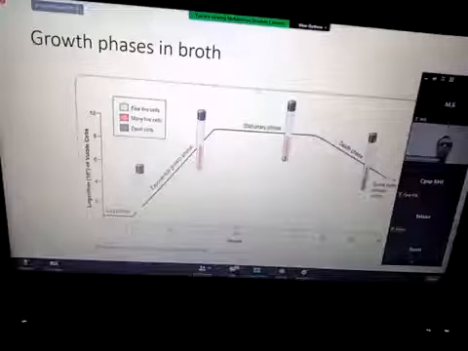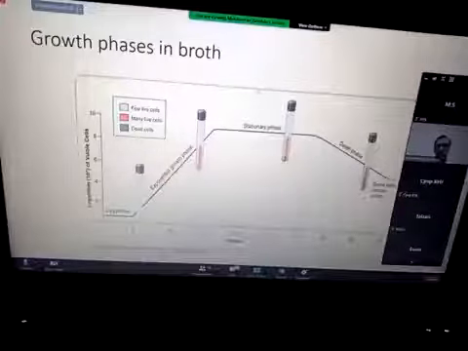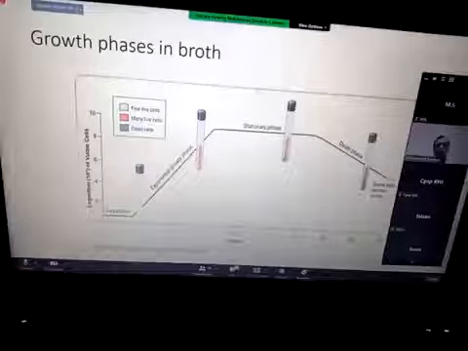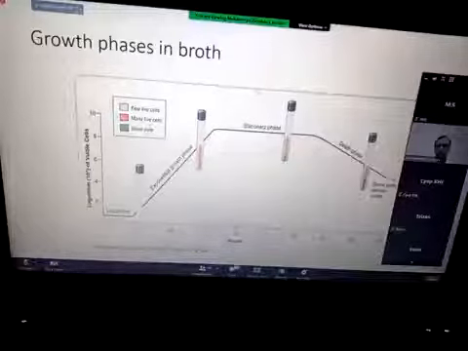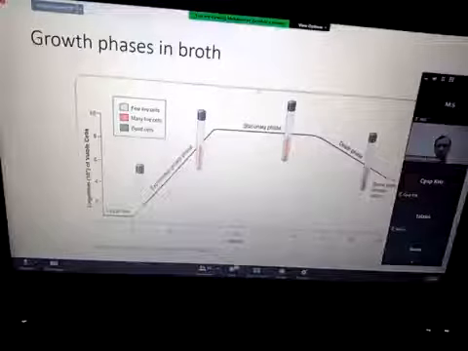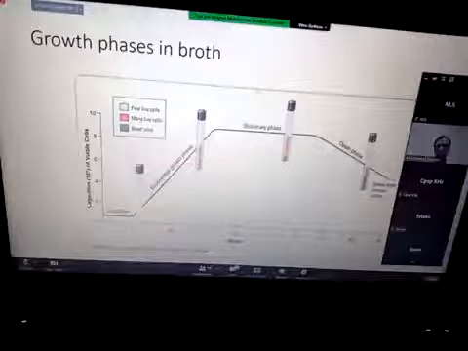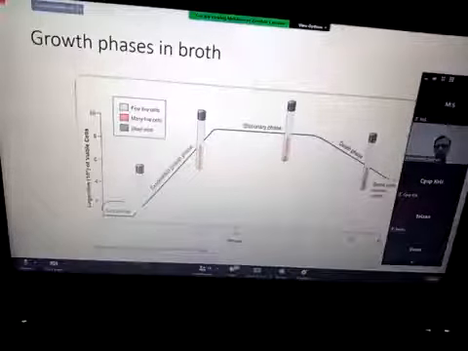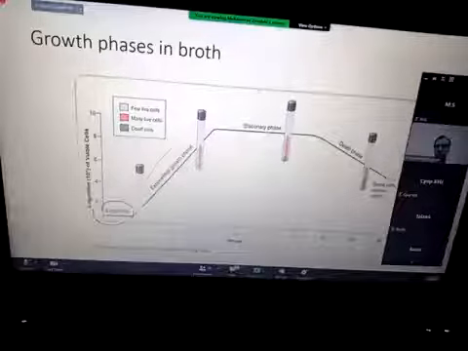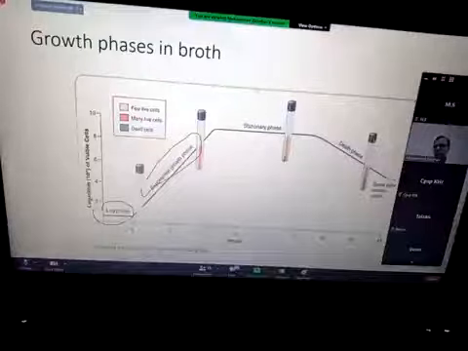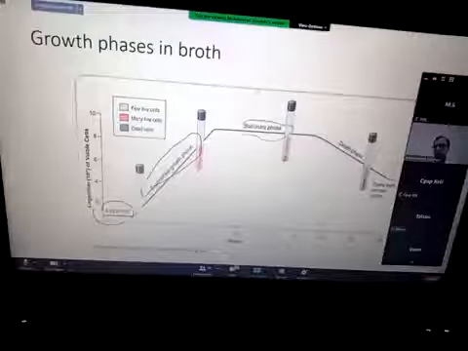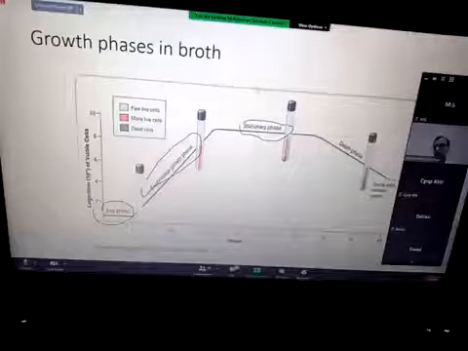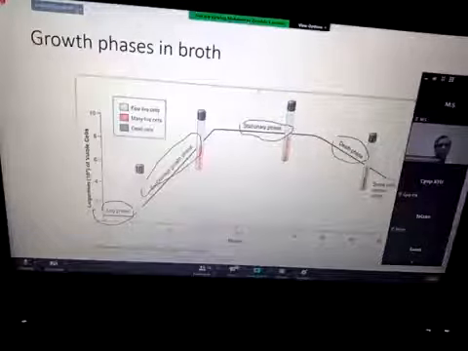And when we go into the laboratory and take the sample, there are different growth phases in the life cycle of the bacteria. We call them the lag phase, exponential phase, stationary phase, and the death phase. When we talk about these phases, I will start from here.